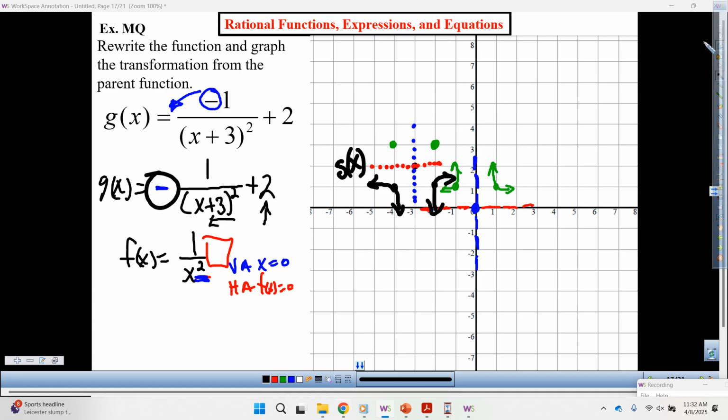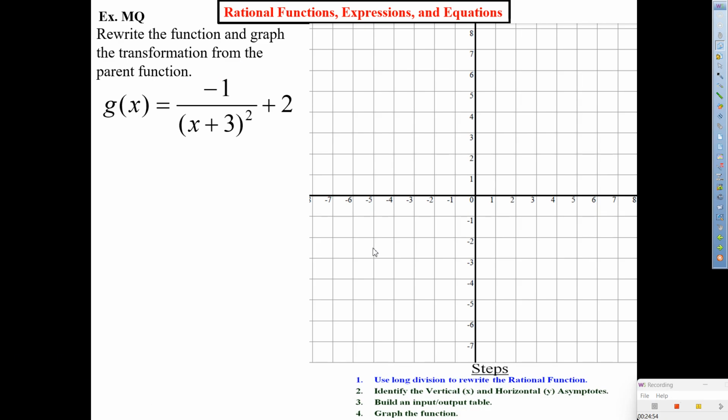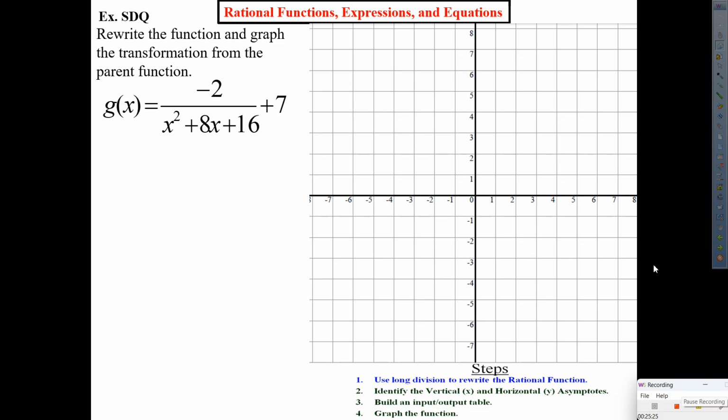Therefore, copy this one. Example super duper Q: g of x equals negative 2 over x squared plus 8x plus 16, plus 7. Ooh, let's go. Get a coordinate plane to the right as well. I'll give you guys a minute to do that. Go. Copy it first, and then we'll go over this one together.